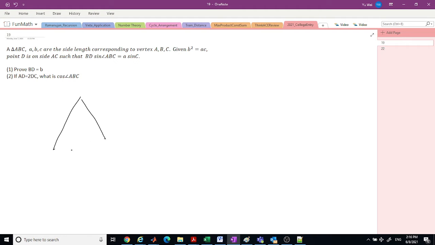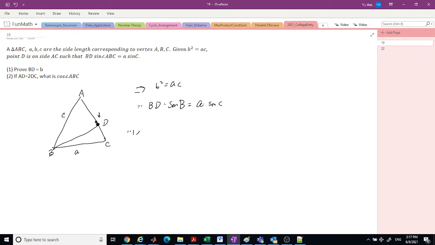So we have a triangle ABC. The three sides are little a, little b, and little c. We have b squared equals AC, and the point D is on AC such that BD times the sine of angle ABC, sine B, is equal to a times the sine C. Okay, so this is the condition.